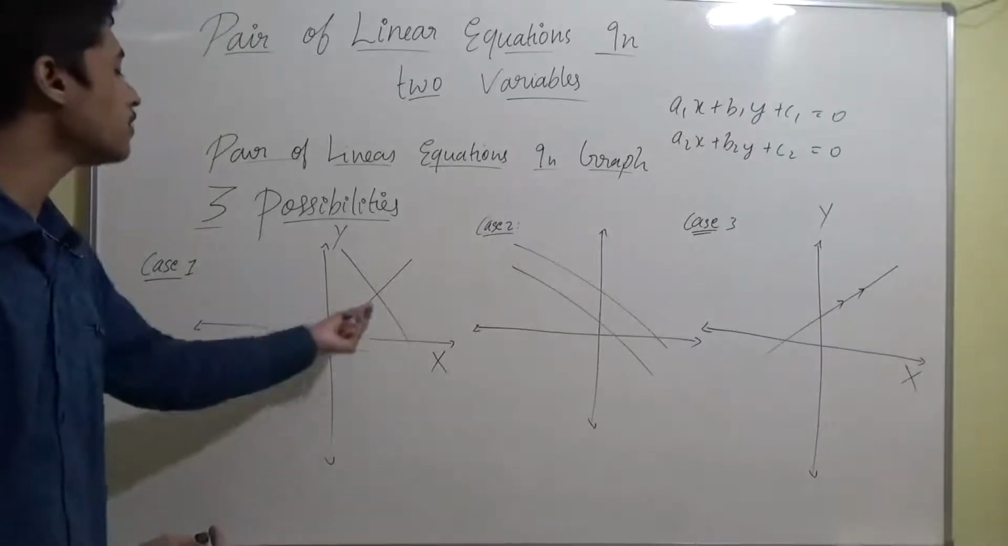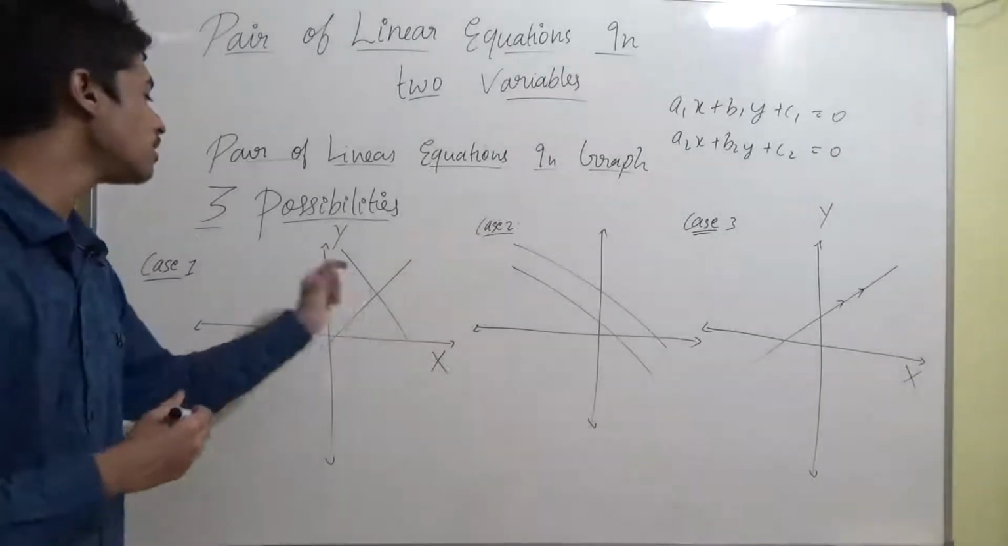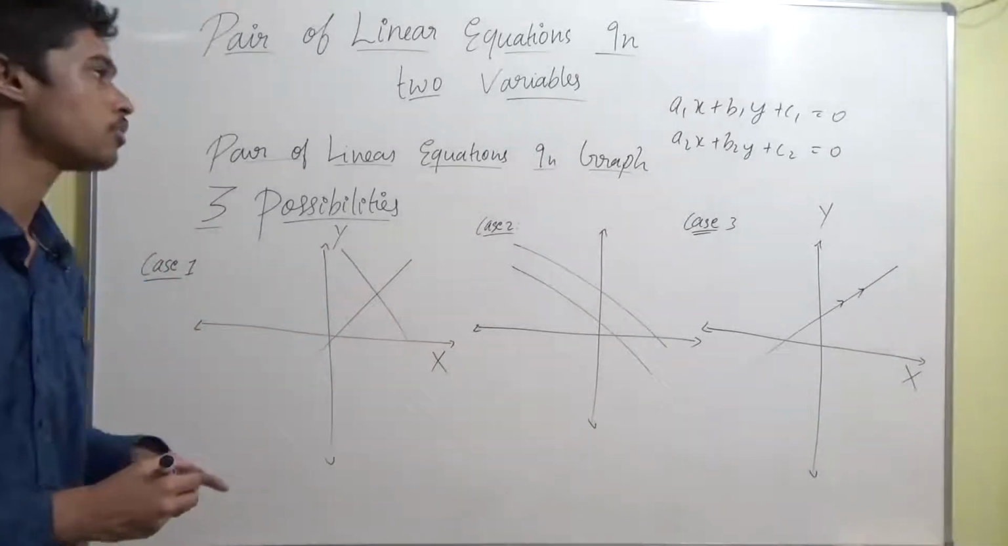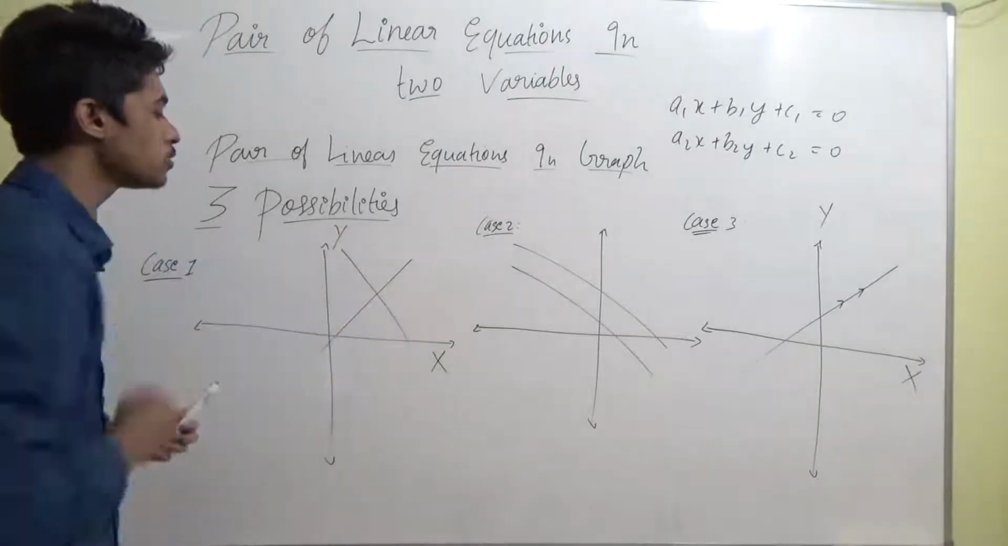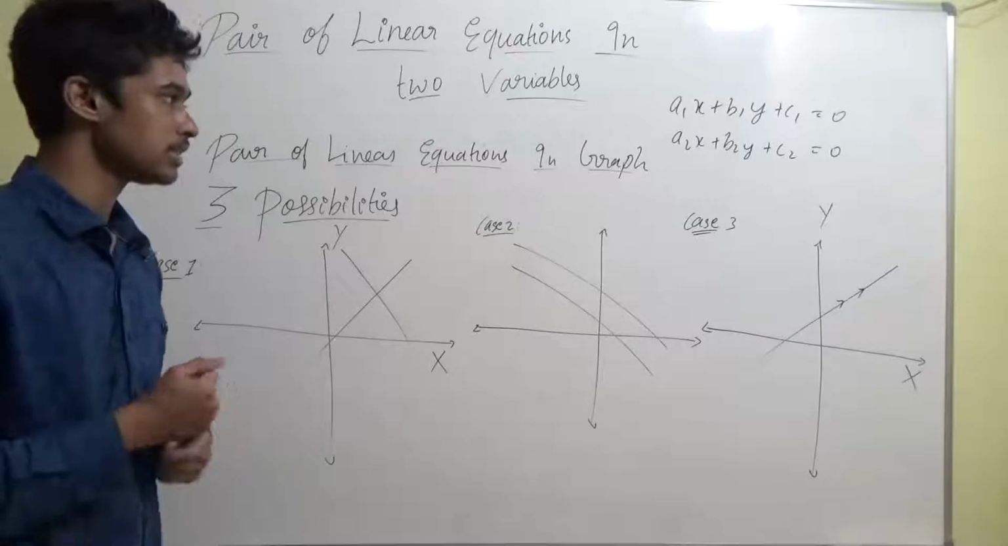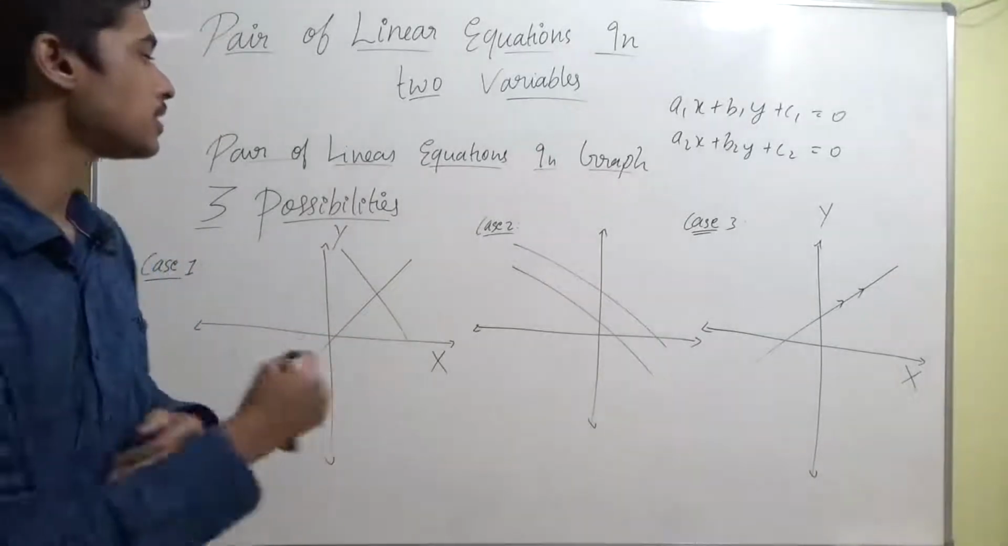In this type of graph, this intersection point is there, right? That's the solution. It will have only one unique solution for the two equations. The coordinates corresponding to this point, in a later chapter we'll discuss, guys. It has a separate topic. We'll discuss it in that topic.